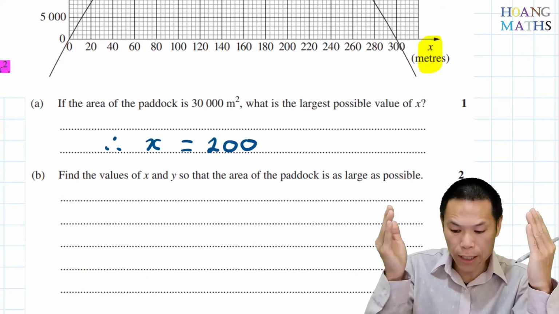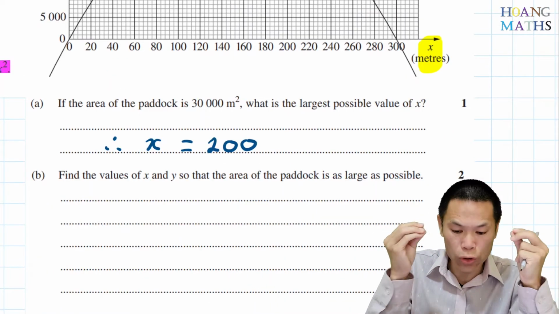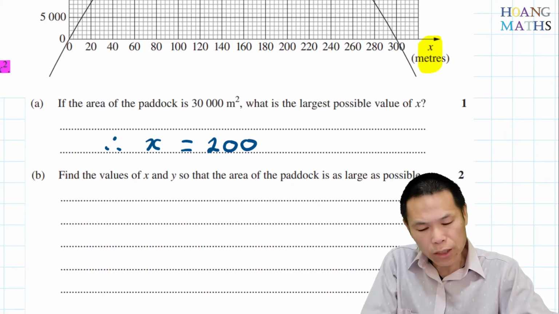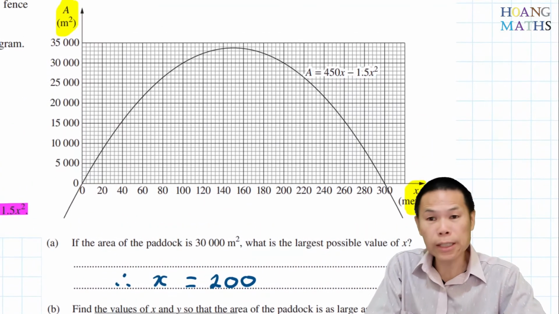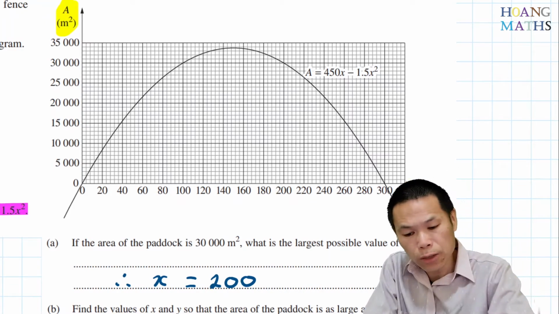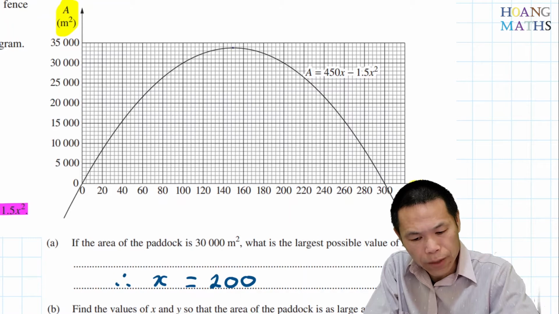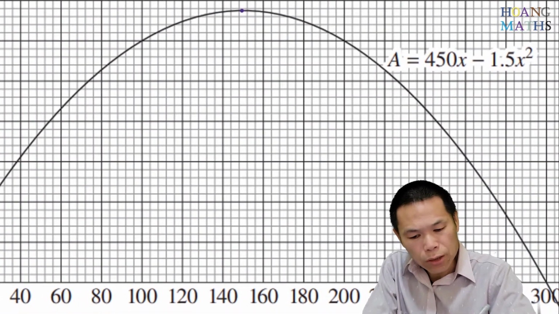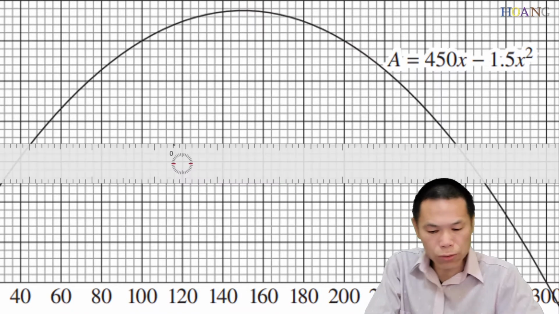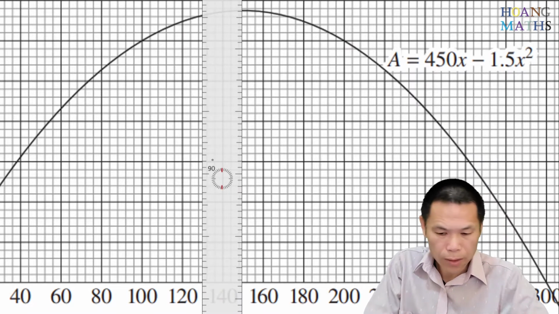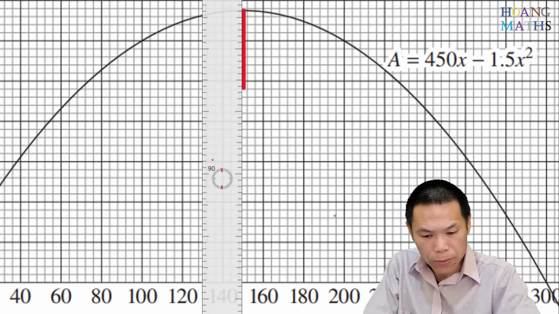Part B. So we need to find the X and the Y value so that it gives the maximum area. So the maximum area is when the graph is at the turning point. So the turning point is right here. If you like, let me just make it a bit bigger so you can see. So right in the middle here. To do this, I just use a ruler so you can see. So that is right in the middle.